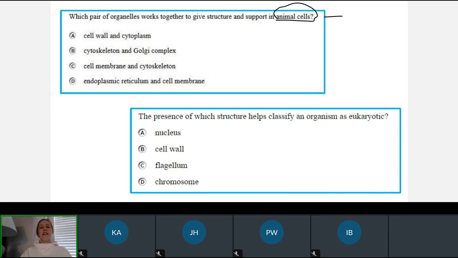Thank you. Good. So she said keyword animal cells. Good. What's another keyword? What are we looking for? Structure and support. All right, so what organelles give us structure and support? I want you to choose. Cell wall, cytoplasm, cytoskeleton, Golgi complex, cell membrane, cytoskeleton, endoplasmic reticulum, cell membrane.